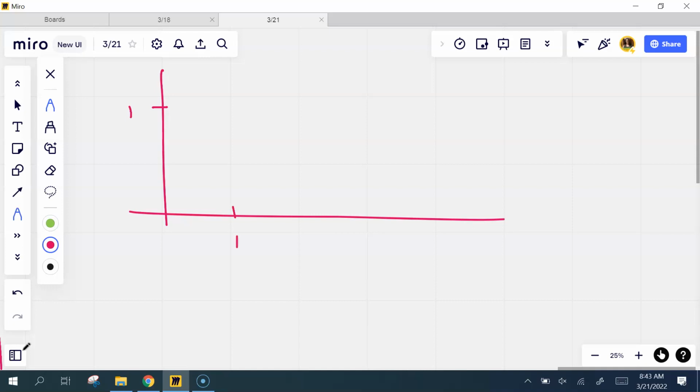This goes out to 2, 3, 4, 5. 1, 2, 3, 4, 5. It looks something like that.